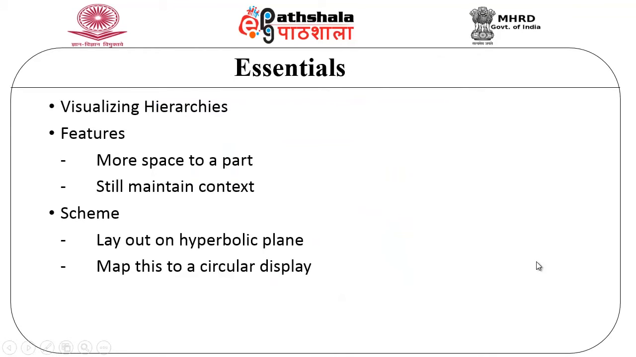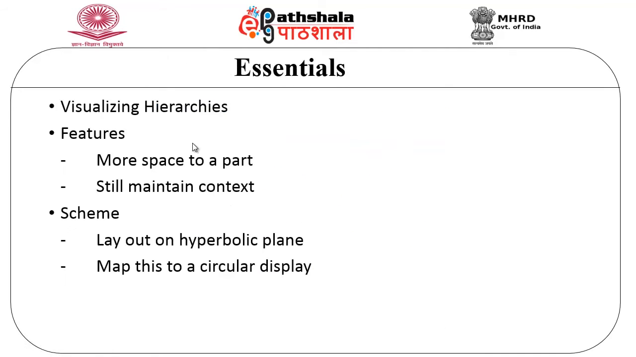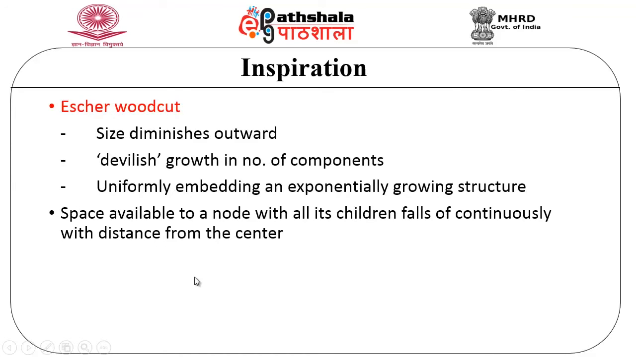So the essentials of this are, it is possible for us to visualize the hierarchies as such using these kind of hyperbolic trees. The features are, there is more space to spare and still it maintains the context information. The schemes that are applied are layout on a hyperbolic plane, and this may be mapped onto a circular display.